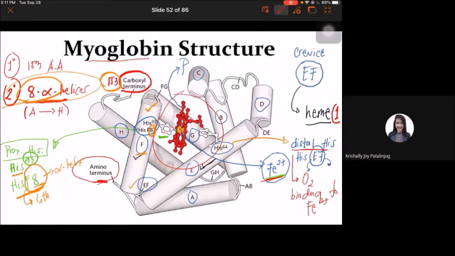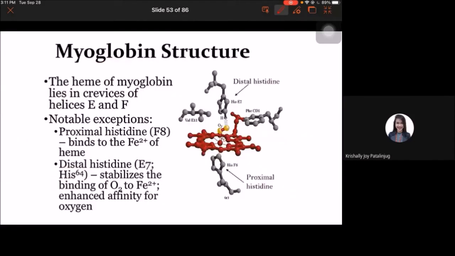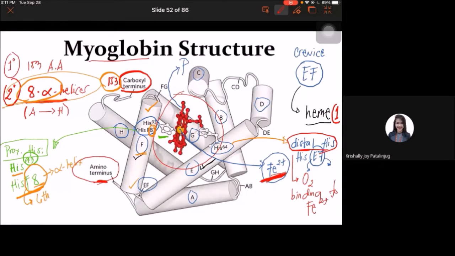Naalala? Dito magbabound sa iron yung oxygen. So yung gagawin lang po ni distal histidine, stabilization purposes. Iyang gina-stabilize ang oxygen binding towards the iron. Okay? Do you have question with regards to myoglobin structure?